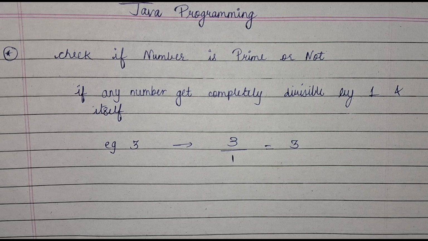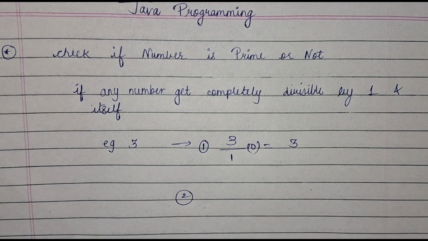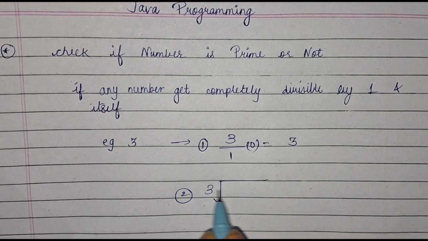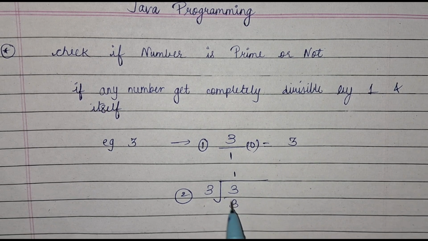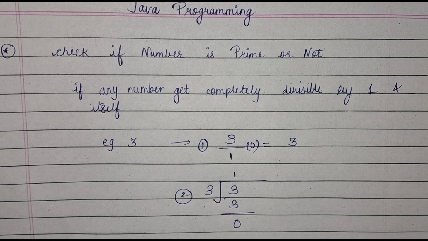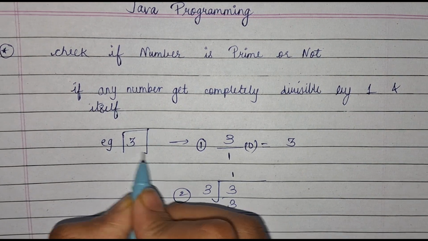Now divide by the number itself, so 3 divided by 3. Okay, 3 ones are 3. So it is also completely divisible by itself and by 1. Then the number is called a prime number. So 3 is a prime number.